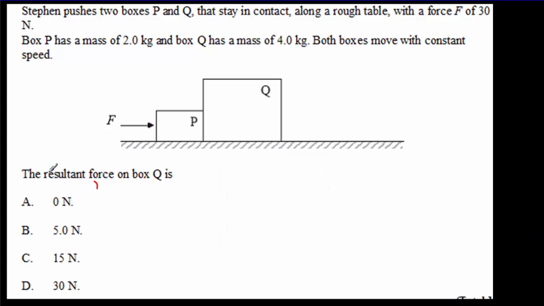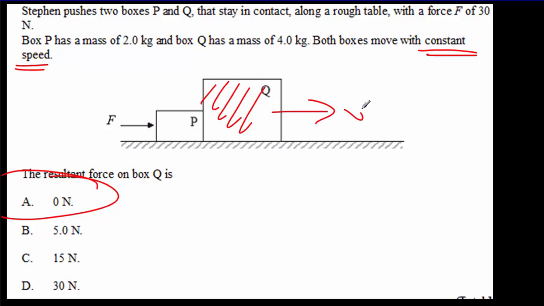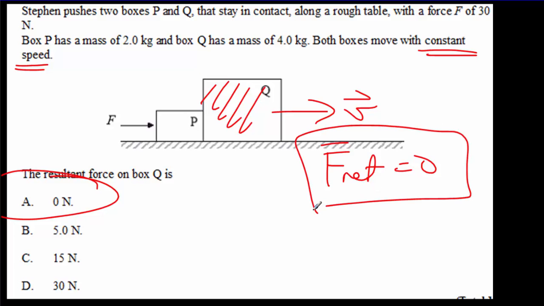Hopefully you said right away that the resultant force has to be 0 newtons. And why is that? Because of this statement here. It's constant speed or constant velocity. In other words, we've got this box here, Q. It's moving with constant velocity. If it's moving with constant velocity, F net is 0. It's got to be.